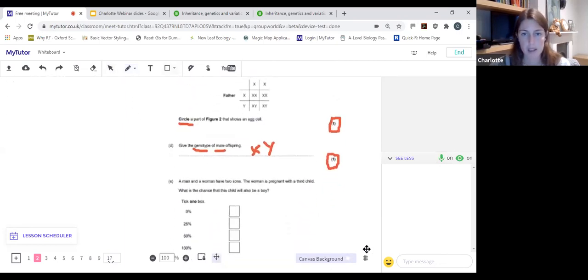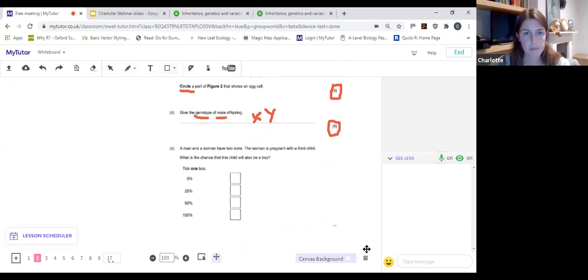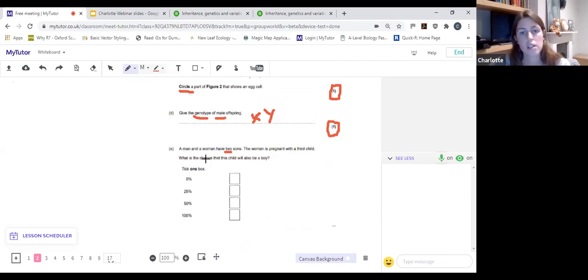Okay, I'm just going to pan it up a little bit so we can see the next bit. A man and a woman have 2 sons. 2 is a key word there. The woman is pregnant with a 3rd child. What is the chance? Chance is a key word there that this child will also be a boy. Okay, so keywords there are chance, that gives us some indication that they want probability and that it will be a boy, so male. Tick 1 box. They've already put the 1 there in bold. You can underline that one as well. Good, loads of people answering this quickly.